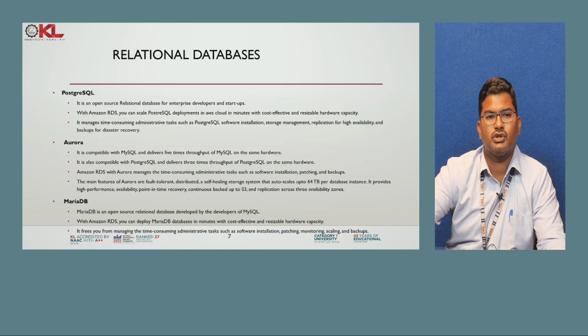So next we have PostgreSQL. This PostgreSQL is exclusively useful for connecting with Amazon RDS, which is one of the useful databases for developers and startups. Whereas we have Aurora, a combination of MySQL and PostgreSQL. These two databases can connect to this particular Aurora for fully managed database services.